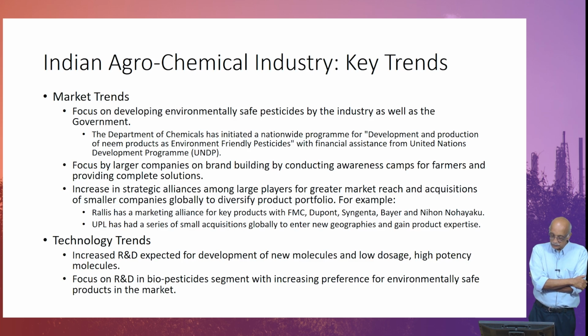So the technology trends that are expected in the agro industry: increased R&D for development of new molecules, low dosage, high potency molecules, focus on R&D in biopesticide segment because of the requirement for environmentally safe products. I think this whole area of smart or precision agriculture is one that's very fertile for chemical engineers, but I don't think we have as large a presence in it as we should. Even in IIT Madras, for example, agriculture is not one of the focus areas. In fact, I think only one of the IITs, IIT Kharagpur, has a Department of Agriculture.